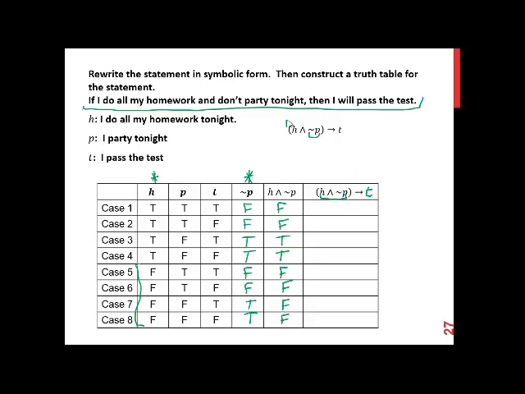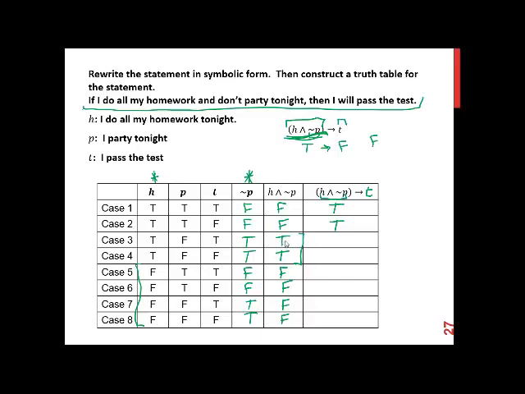So, with the if-then, the conditional, the only thing we have to worry about is when this is true and this is false, then the whole statement is false. Otherwise, it's all true. So we only have to worry about where this is true. So let's look. H and not P is false. Well, the if-then statement holds then. H and not P is false. Then the if-then statement holds true.